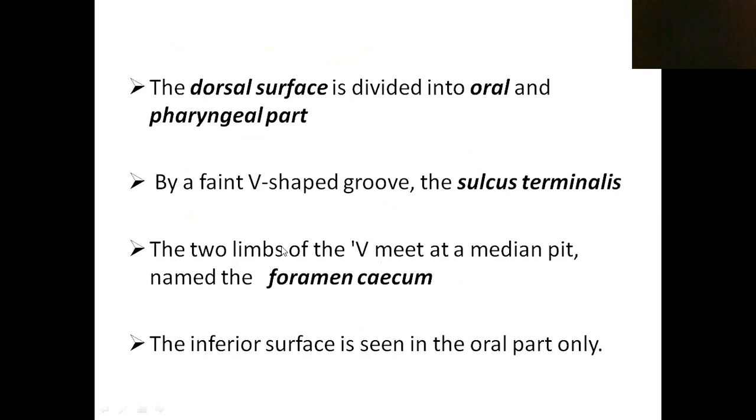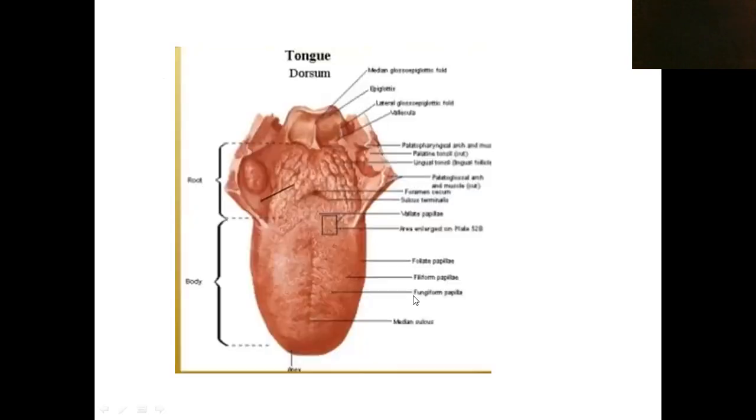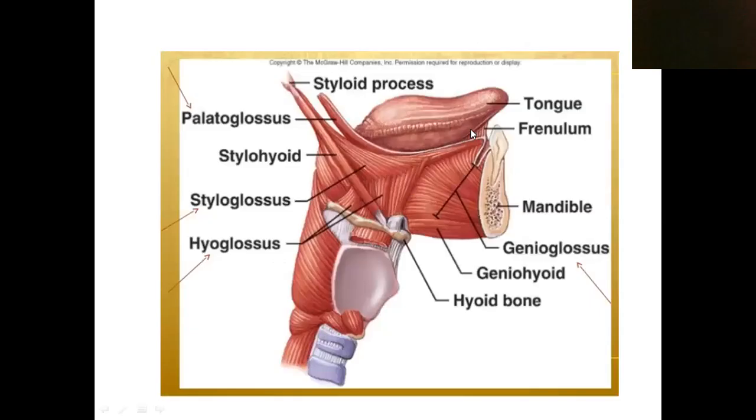Now the inferior surface, which is seen only in the oral part. See this diagram. Here in this diagram, this is the oral part, and here comes the pharyngeal part in the posterior region. This inferior surface is seen only in the oral part. That point is clear now.